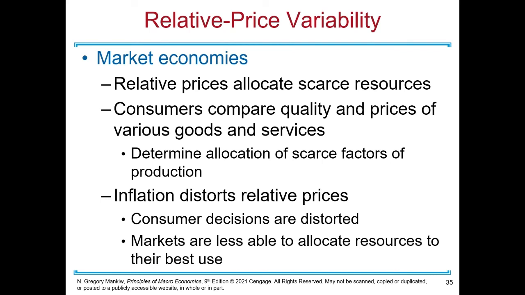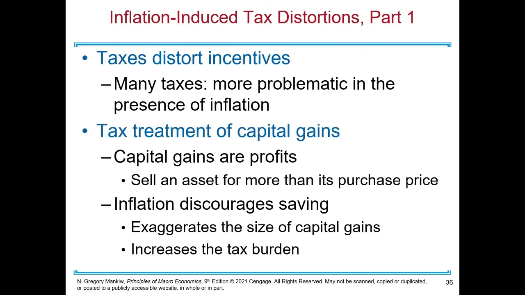Why is this important? Well, consumers decide what to buy by comparing goods and services and determining where to allocate their resources. They determine how scarce factors of production are allocated among industries and firms. When inflation distorts the relative price, consumer decisions are distorted and markets are less able to allocate resources effectively or to their best use. That covers relative price variability and the misallocation of resources.